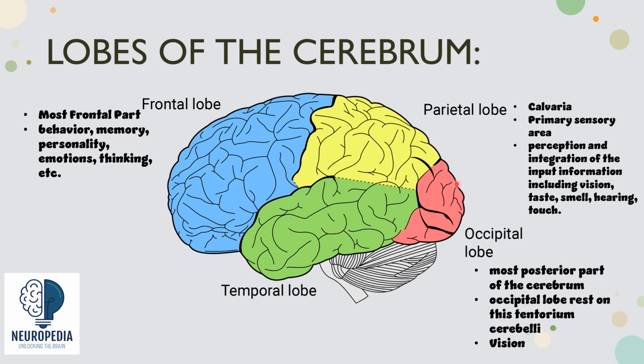Occipital lobe. The part of the brain colored in red is the occipital lobe. Below the occipital bone of the calvaria, the occipital lobe is found, which is the most posterior part of the cerebrum. The tentorium cerebelli separates the cerebrum from the cerebellum, and the occipital lobe rests on this tentorium cerebelli, which is a thick membrane of tissue. The association area of the occipital lobe is responsible for vision, which allows us to see the world.